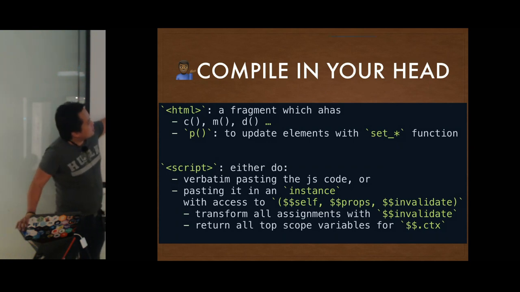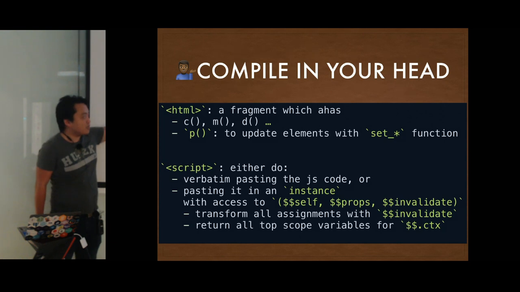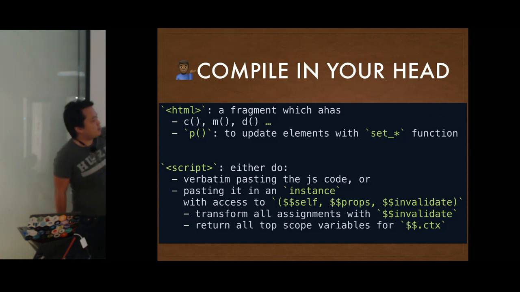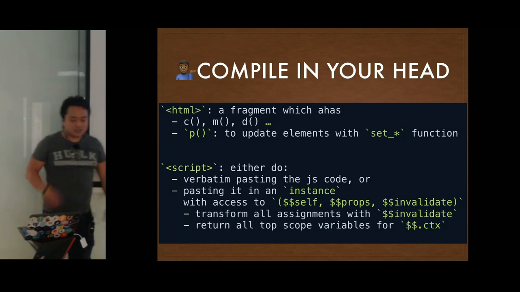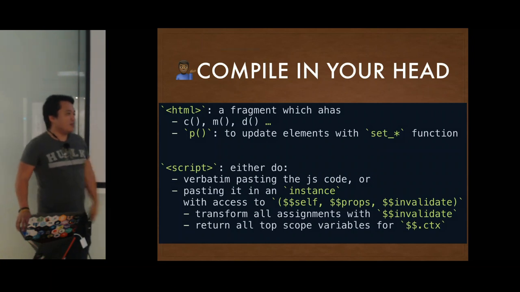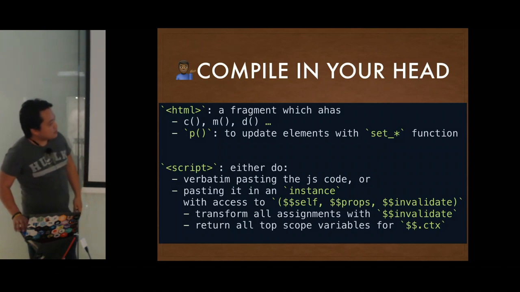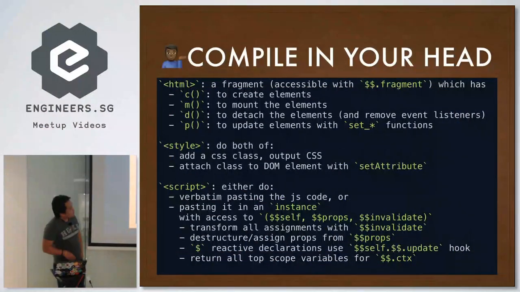And then the script tag: either you do verbatim pasting if you're not doing anything complicated, but the moment you do anything that requires the instance information, it will just wrap it in the instance and give you access to self and props and invalidate. For anything that modifies variables, you have to invalidate the current state. Okay, so this is what we've learned. I've added a few extra things that I don't cover here.